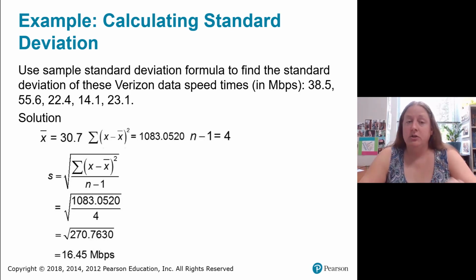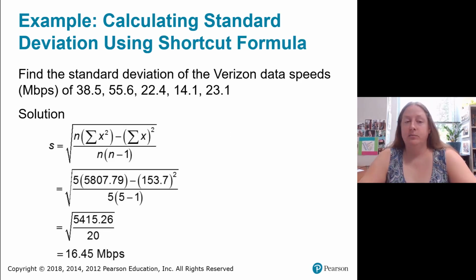Now that was the original formula. Now let's take a look at how this works with the shortcut formula. For the shortcut formula, everywhere we have n, we're going to plug in 5 because we have 5 data points. Then we need to take each of our data values, in this case 38.5, 55.6, 22.4, 14.1, and 23.1. We're going to square each of those and then add them all up, which will give us a sum of 5,807.79.